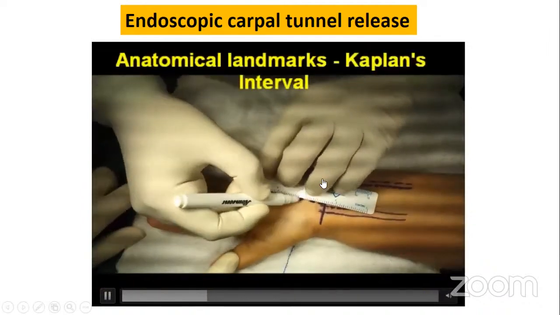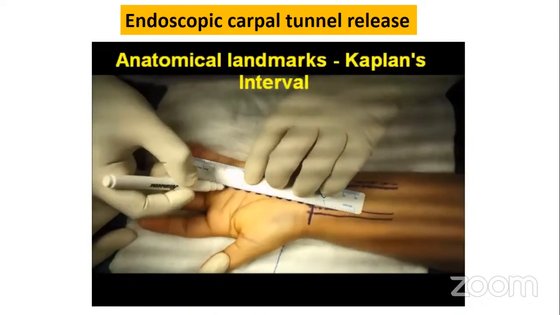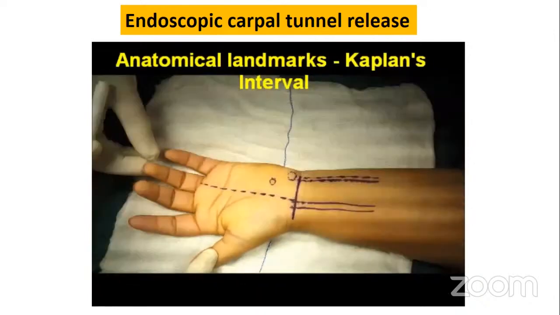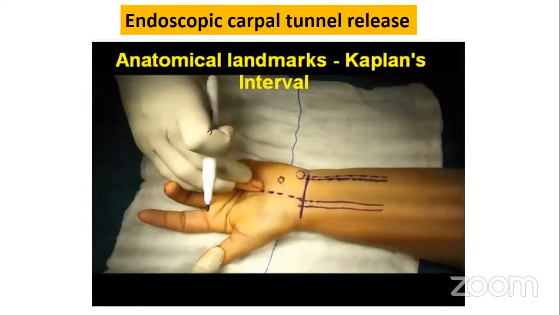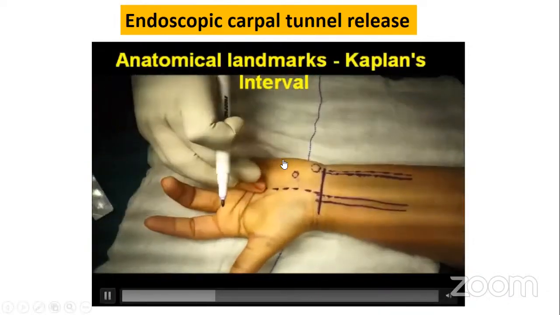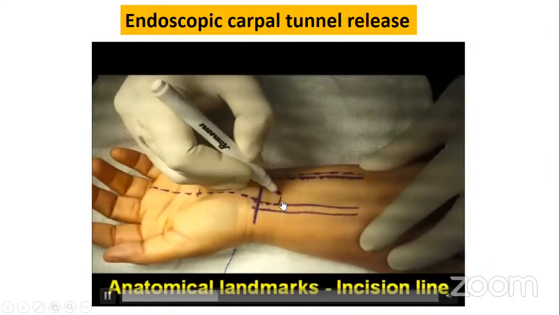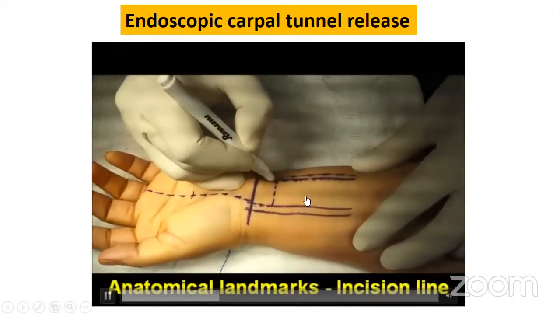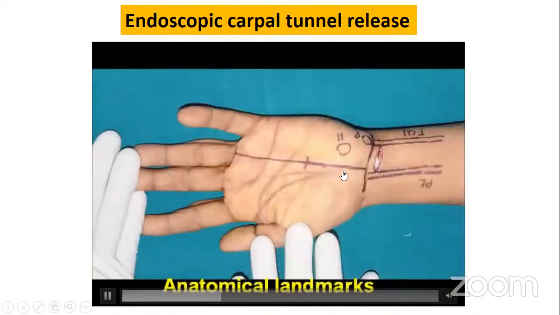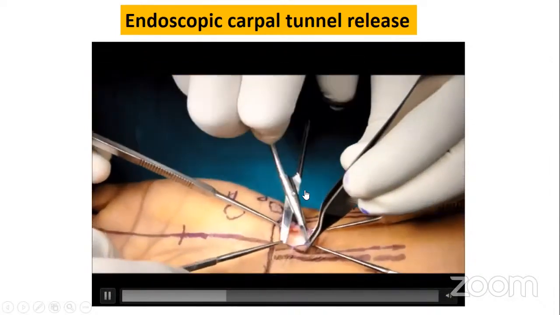And that's the Kaplan's interval, along the radial border of the ring finger. And the other line is along the first web crease like this. I've not marked the entire line, I've just marked the junction there. This is a slightly bigger incision. Otherwise, I would go between the palmaris longus and FCR here. This is a bigger incision just for the demonstration, between PL and FCU. Otherwise, it will be between FCR and PL. So go here.